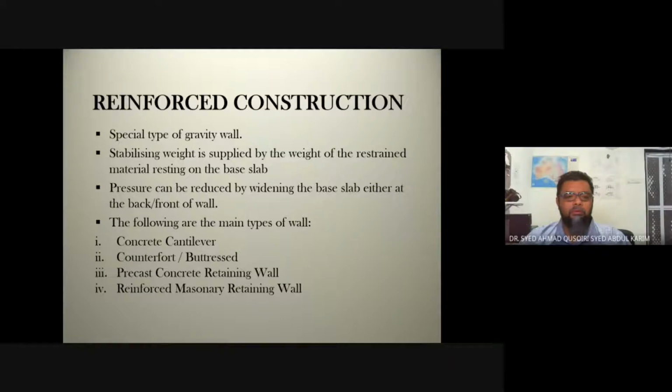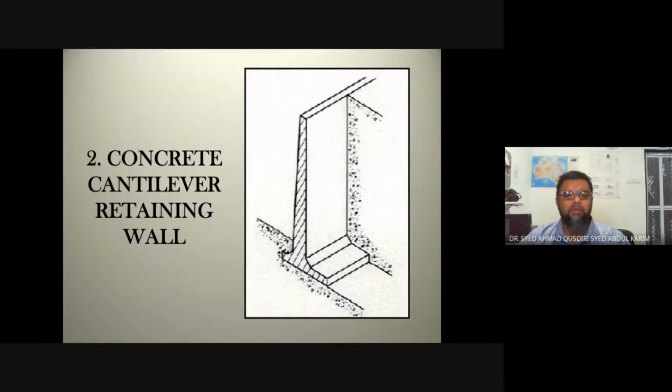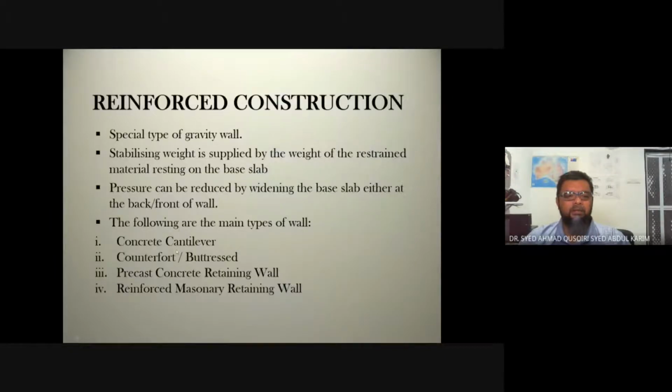All right, number two. They did not provide the detail of this reinforced construction, especially the concrete cantilever, counterfort, buttress. So I suggest you check out the literature or videos on this type of walls.